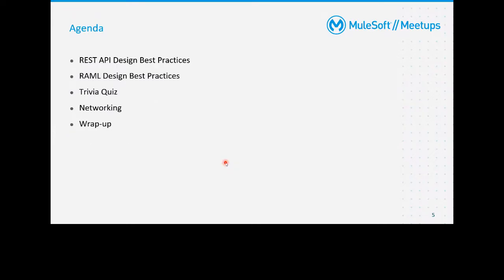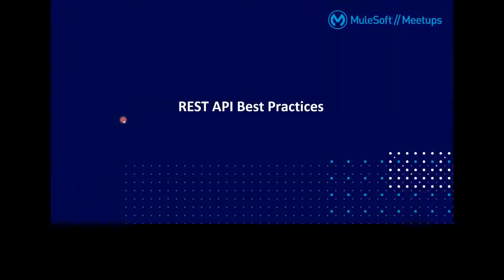From the agenda perspective, this is what we'll cover. REST API design best practices, which will be covered by me, and then the RAML design best practices, which will be covered by Jackie, followed by a trivia quiz, some networking, and finally the wrap up. So let's dive into the REST API best practices.